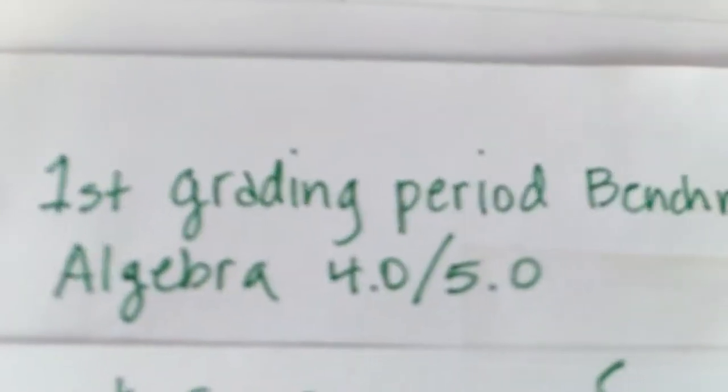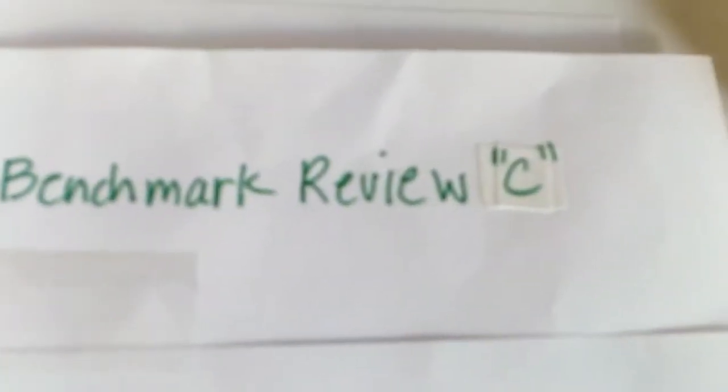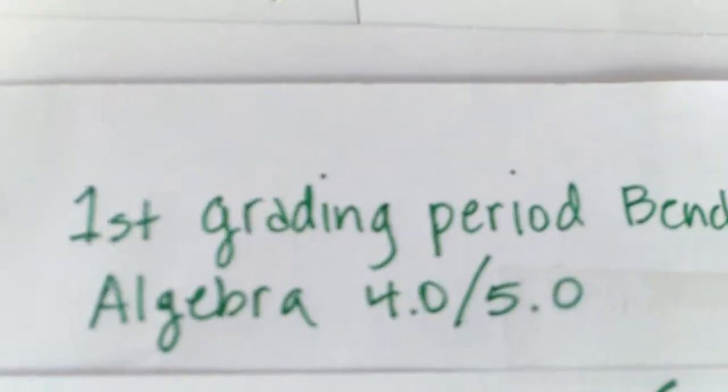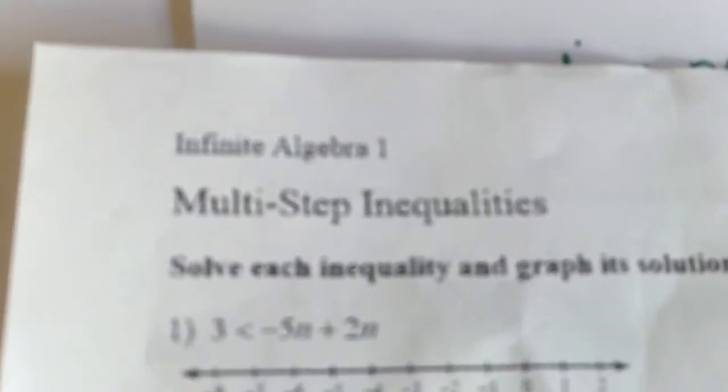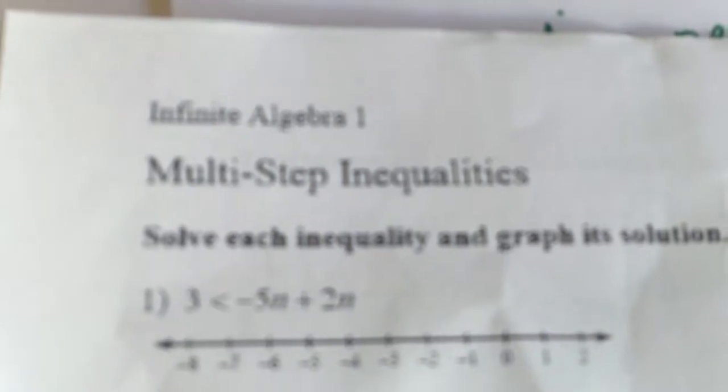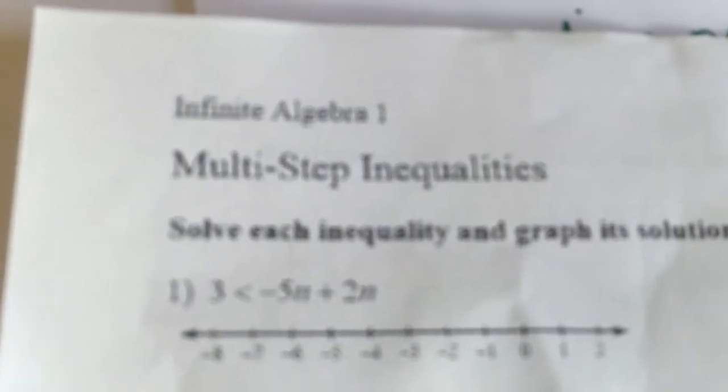All right, this is first grading period benchmark review C for Algebra 4.0 and 5.0. And this particular handout looks like this. It starts out with Infinite Algebra 1 multi-step inequalities.